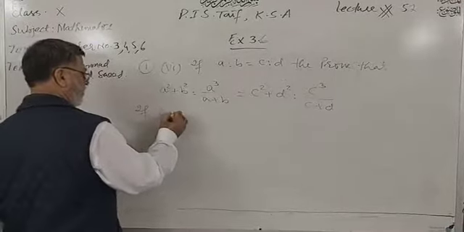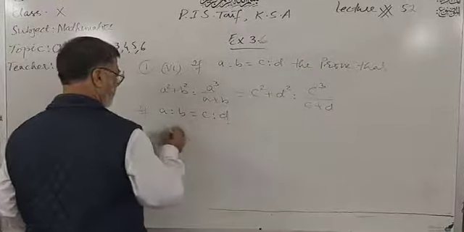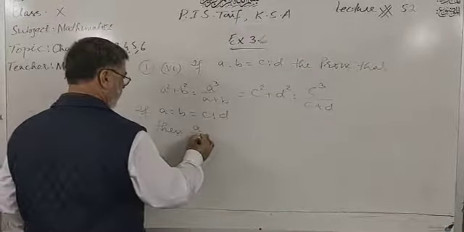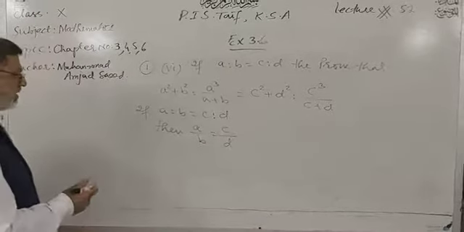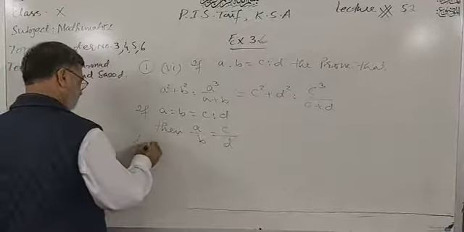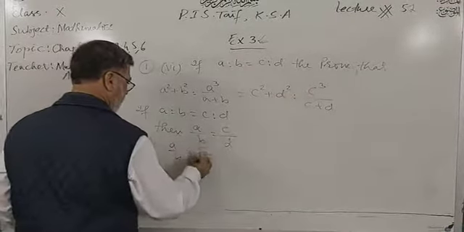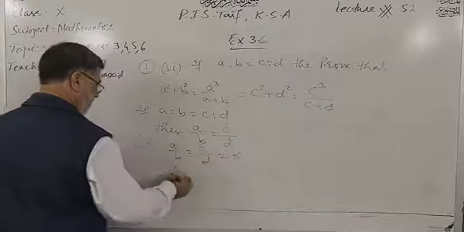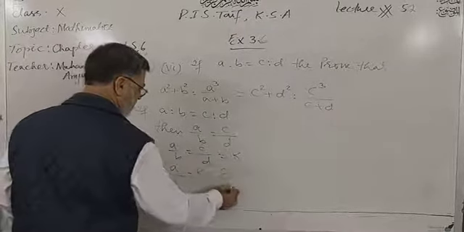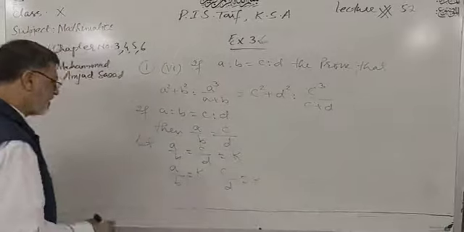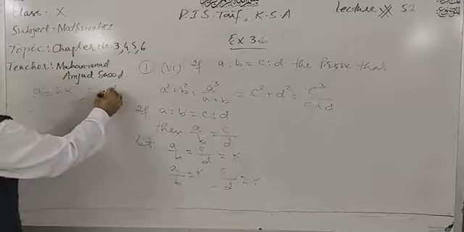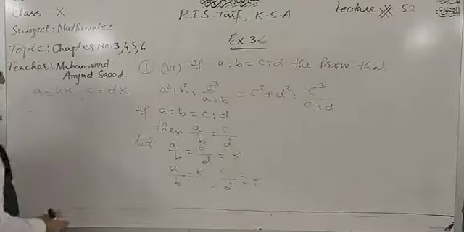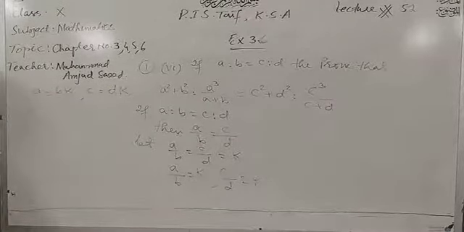If a ratio b is equal to c ratio d, then a over b is equal to c over d. You know that ratio means over. Let a over b is equal to c over d is equal to k. So a over b is equal to k, c over d is equal to k. We have a is equal to bk, c is equal to dk. Remember that we have to apply these two values, a and c.